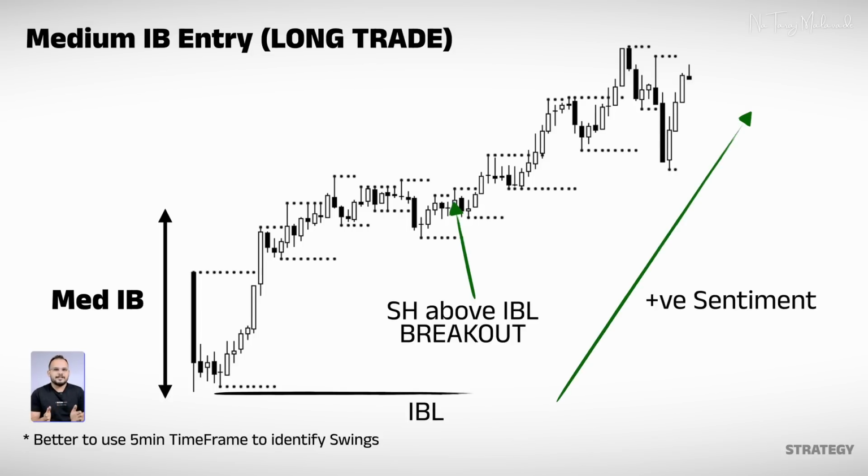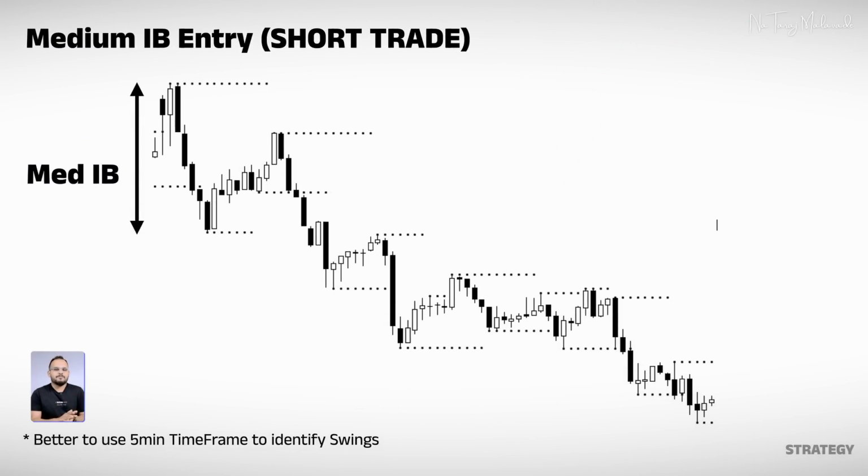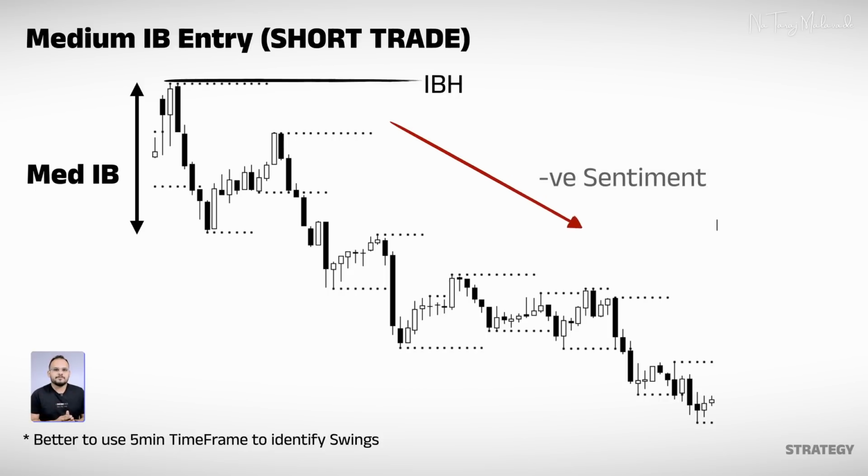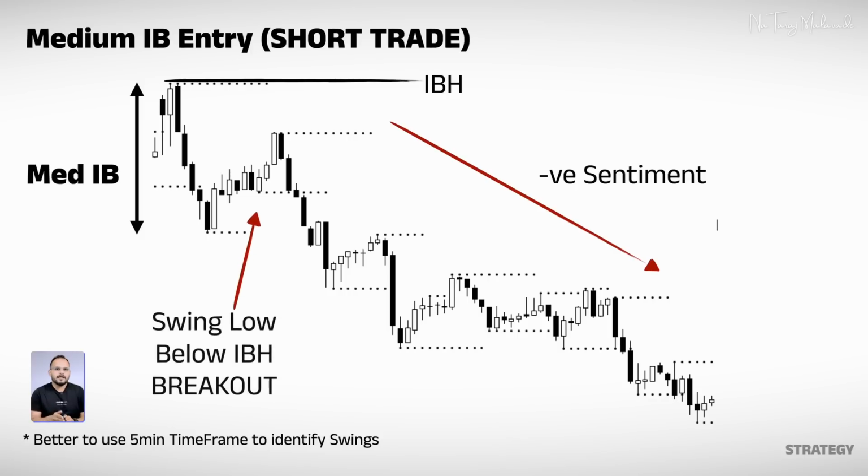So I hope this is clear to you. Let's now move on to another example. Here I'm going to show you a short trade example for a medium IB range. After identifying it as a medium IB range, the direction is bearish. It is very clear for us that we are looking for a short trade. The next crucial step is to wait for the swing low to be formed below the IB high. So when we notice a swing low forming below the IB high and it breaks through, that is when we are going to trigger the short trade.